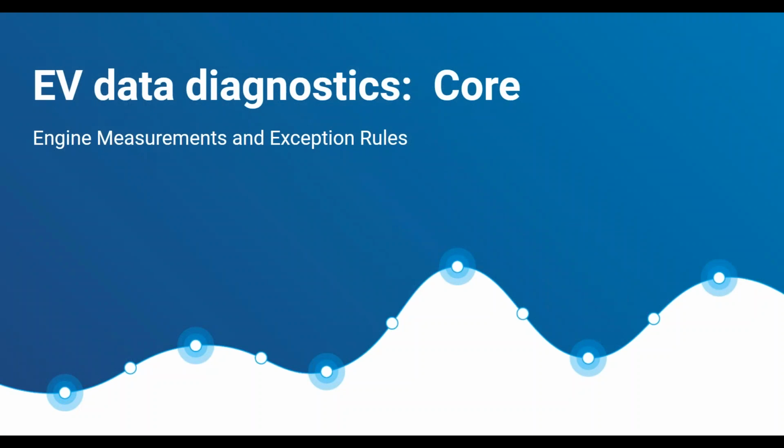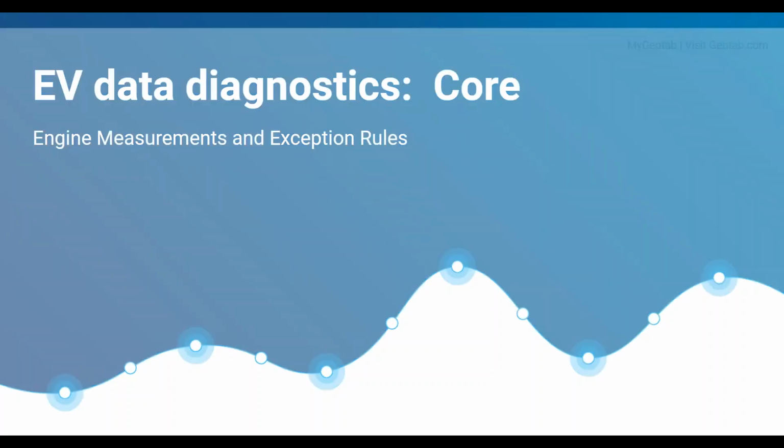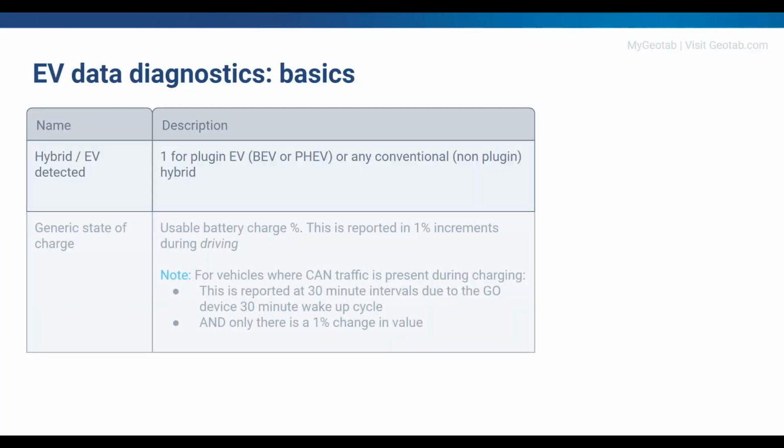Okay, so there are some additional data diagnostics. These are available for you doing advanced reporting, using engine measurements, and exception rules can be created based on these as well. I'll go through the core ones today, but I'll also link off to a reference where you can see more information here. So just whether a hybrid or electric vehicle is detected.